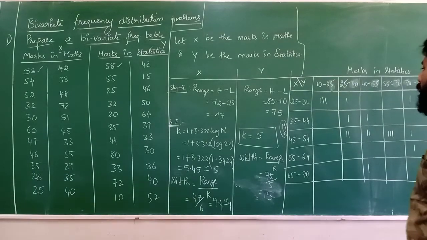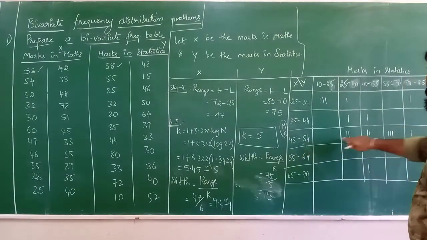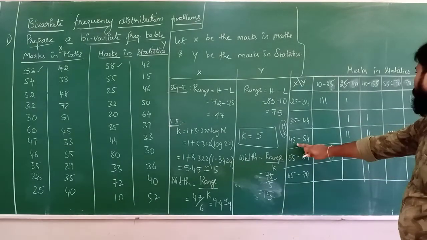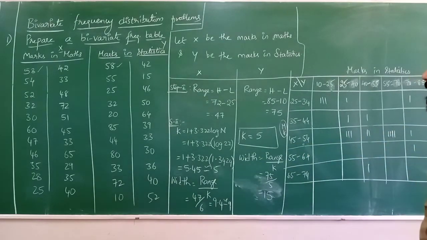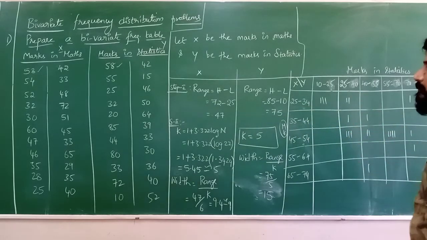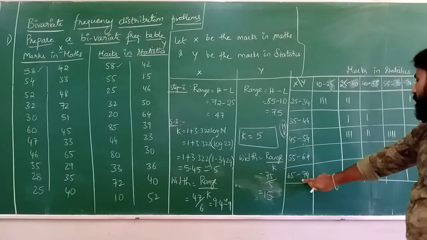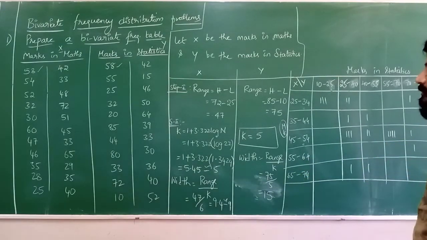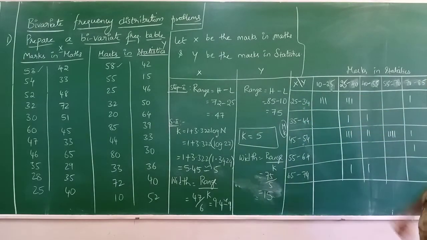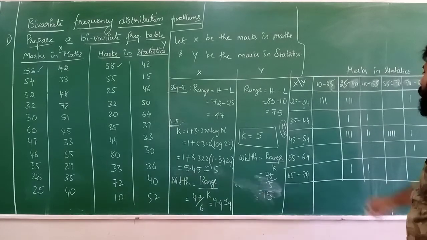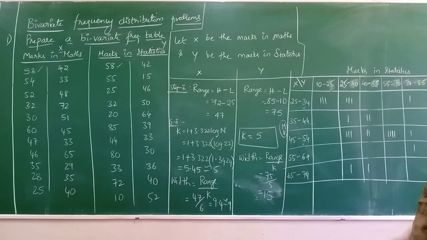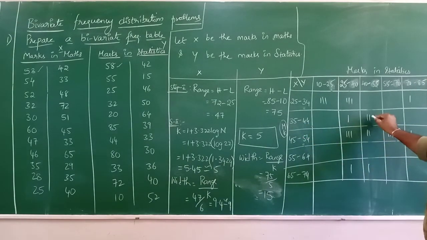Next 51, 64, here one tally. 45, 39, here one tally. 33, 33, one tally. Next 65, 30, here one tally. 29, 36, here one tally. 35, 40, here one tally. 40, 52, here one tally.